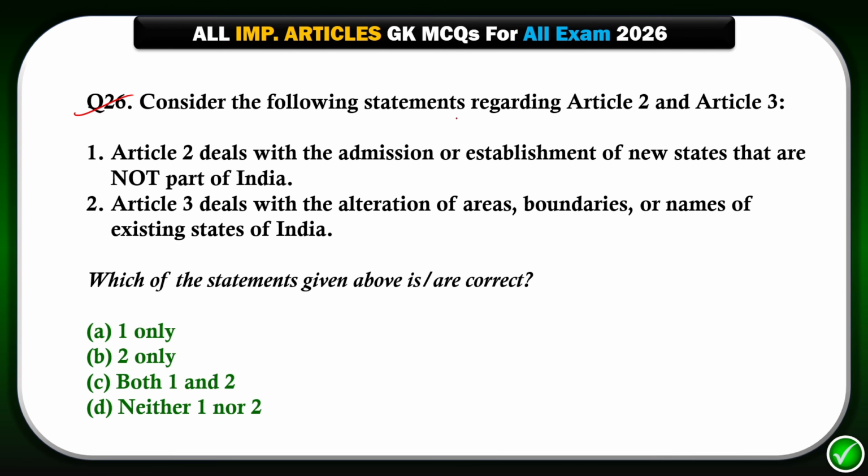Question number 26. Consider the following statements regarding Article 2 and 3. Article 2 deals with the admission or establishment of new states that are not part of India. Article 3 deals with the alteration of areas, boundaries or names of existing states of India. Which of the above statements given are correct? Option number C, both 1 and 2 are correct.